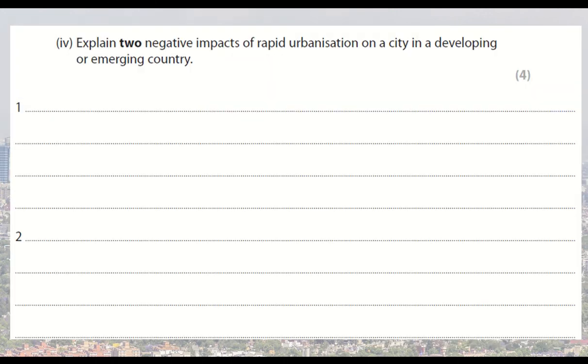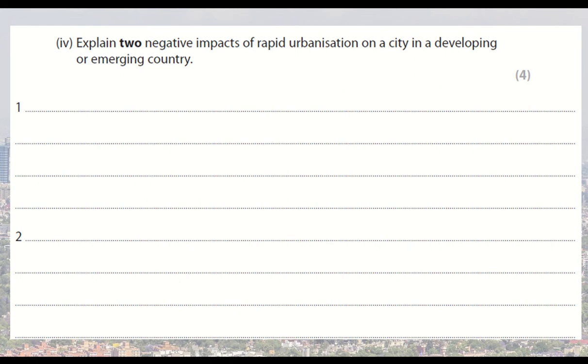Okay, the next question. This one again is explain. And it's worth 4 marks, but you've got to explain 2 things. So again, each thing needs one connective to develop it. Explain 2 negative impacts of rapid urbanisation in a city in a developing or emerging country.